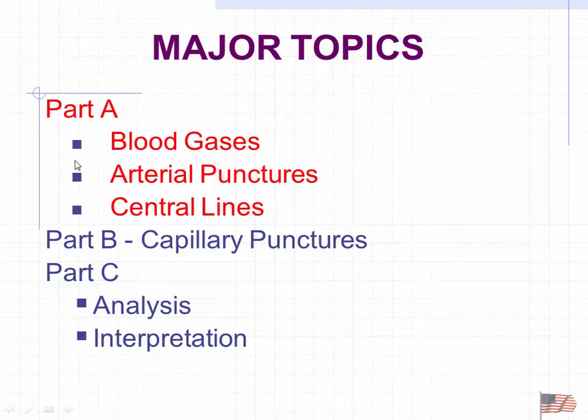All right, so we're going to talk about blood gases today as far as the arterial and sampling from a central line. Next time we'll talk about capillary punctures, and then on the last end we'll talk about analysis and interpretation of values, which you guys should already be comfortable with, but we'll go back through it.